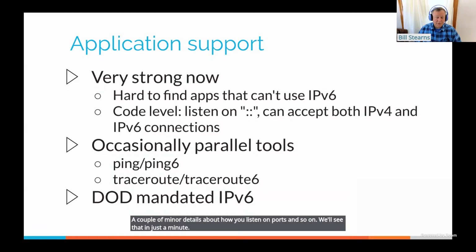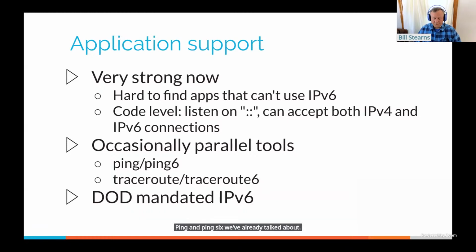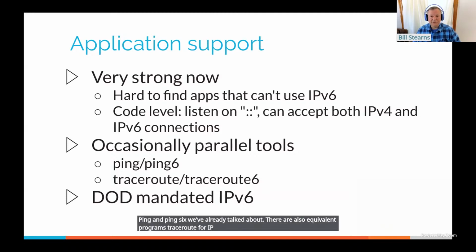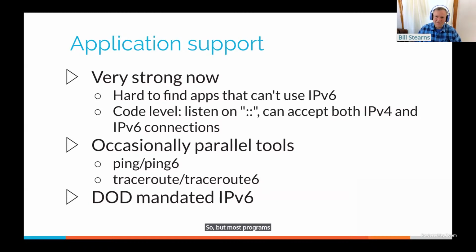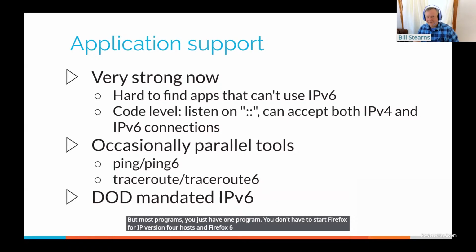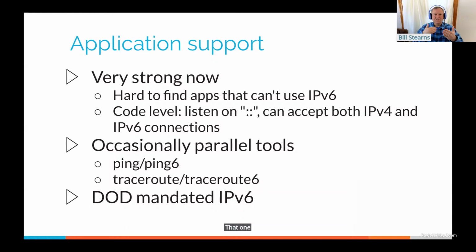Ping and Ping 6, we've already talked about. There are also equivalent programs, traceroute for IP version 4 and traceroute 6 for IP version 6. But most programs, you just have one program. You don't have to start Firefox for IP version 4 hosts and Firefox 6 for IP version 6 hosts. You just have one program called Firefox. And depending on what address you put into the bar and whether it's IPv4 enabled or IPv6 enabled, that one program knows how to talk both languages and they just work.